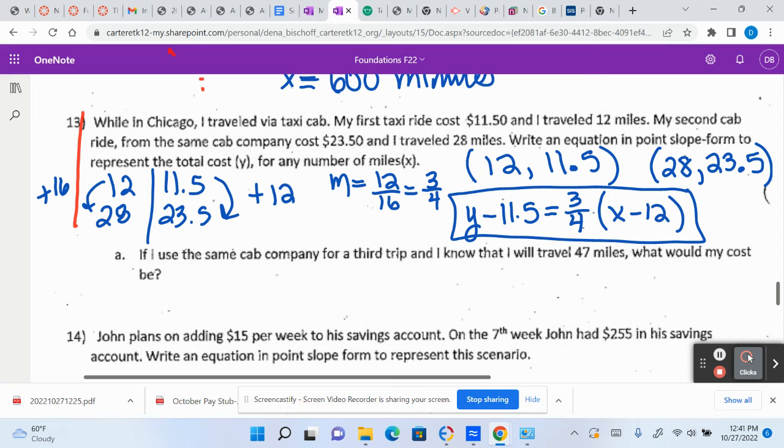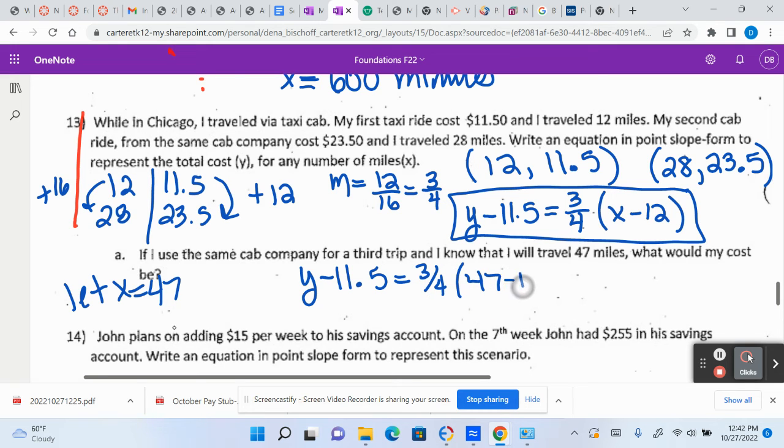Okay. So if I use that same cab company for a third trip and I know that I'm going to travel 47 miles, how much is my cost going to be? What is that 47 miles representing? What variable? Let x equal 47. Good job. So y minus 11.5 equals 3/4 times 47 minus 12. You can put that into your calculator.